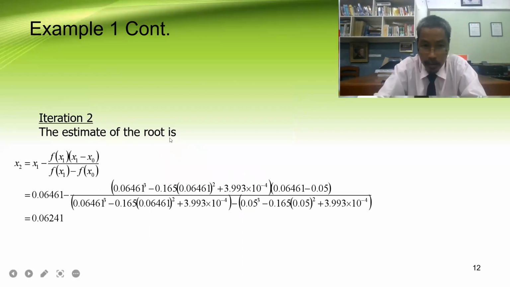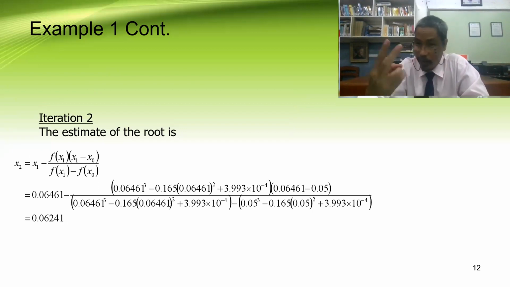The estimate of the root is, therefore, let us now use the values for x0 and x1 in order to find the value for x2, because this is the second iteration. So doing the same thing, substituting all the required corresponding values, you can have the value for x2 as 0.06241. We know that the correct value is 0.062, and therefore we already have two significant digits.